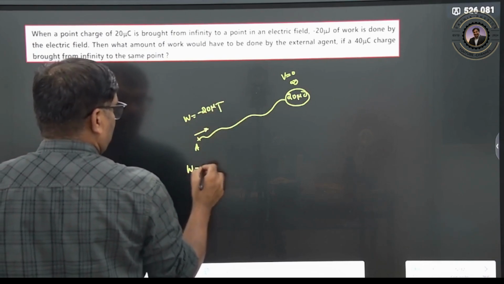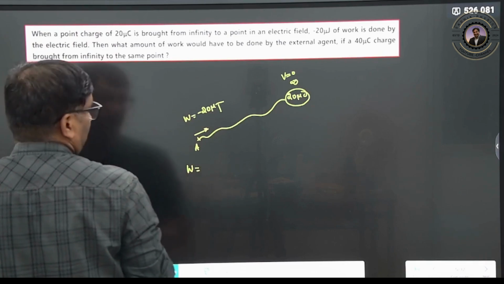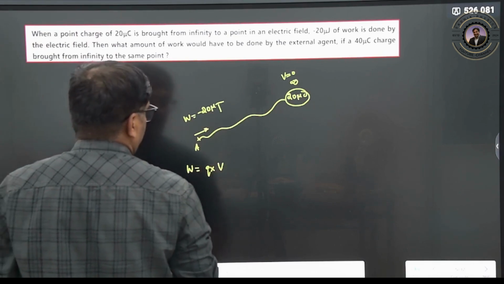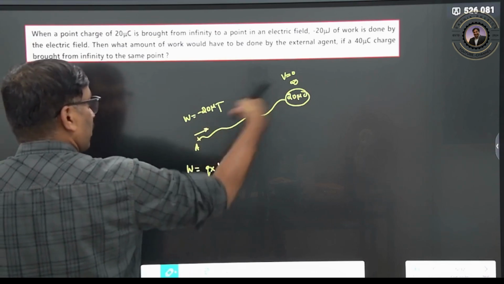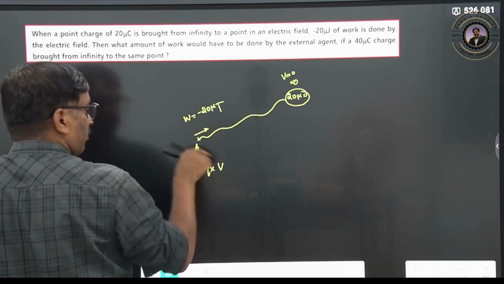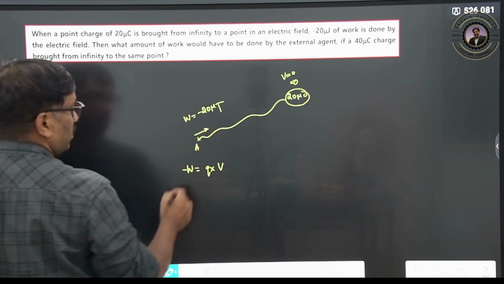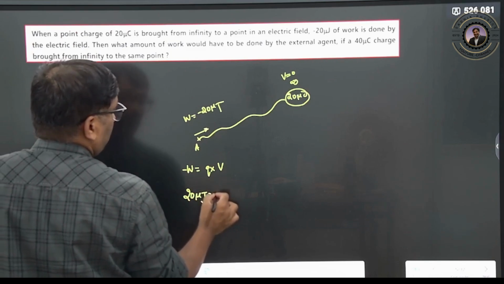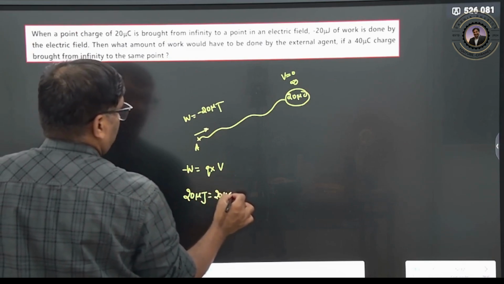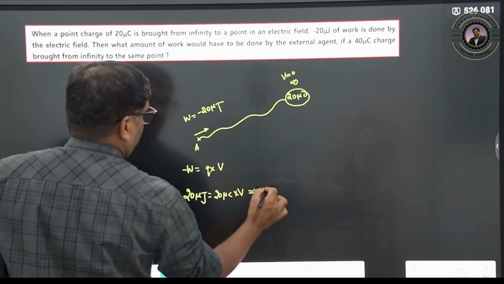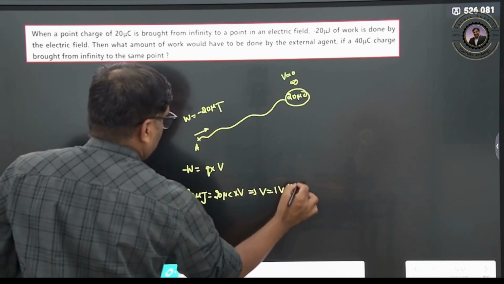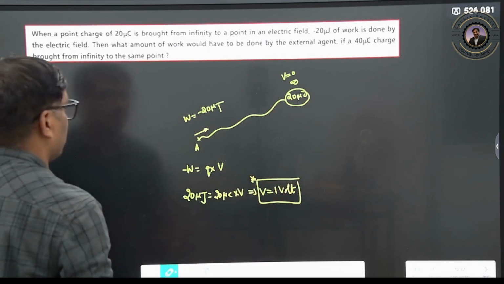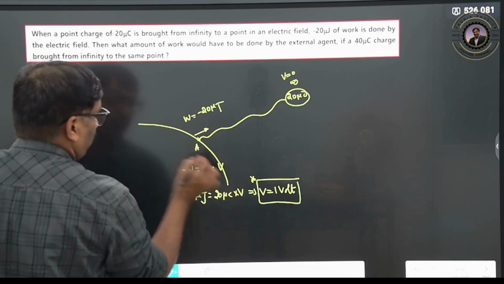Work done by the electric field is Q into the potential difference. Work done by the applied forces against the repulsion is the negative of the negative, therefore 20 microjoules equals 20 microcoulomb into V, so V is equal to 1 volt. Clear? So the potential at this point is 1 volt.